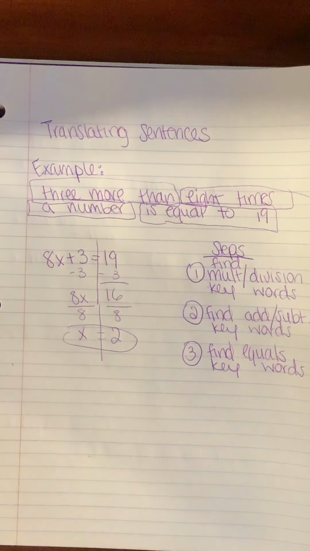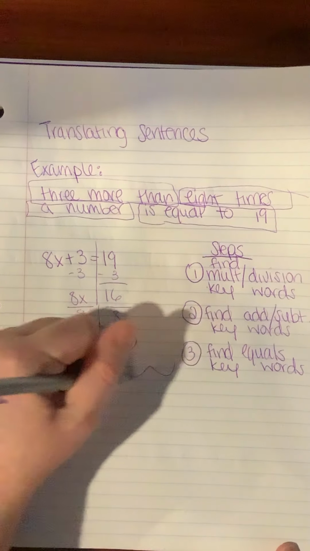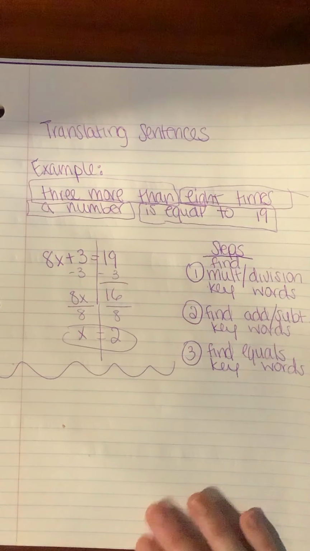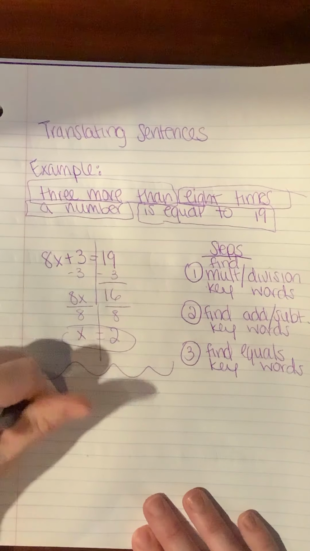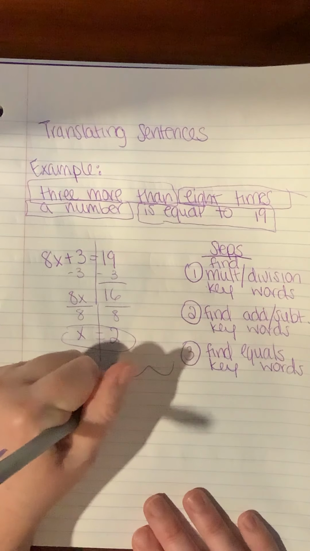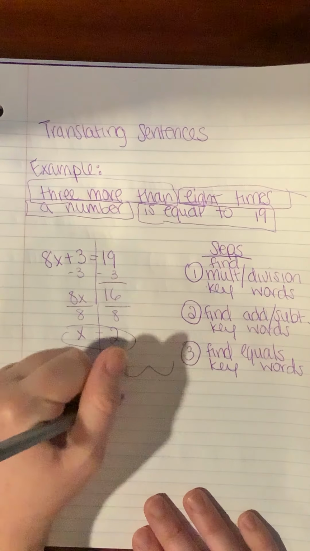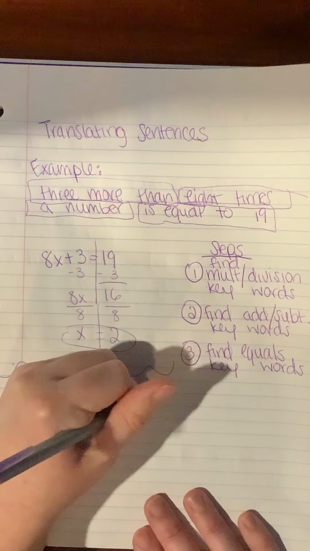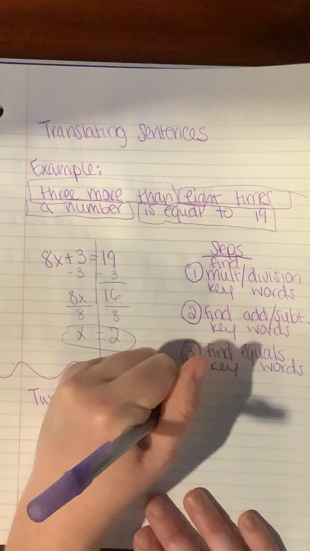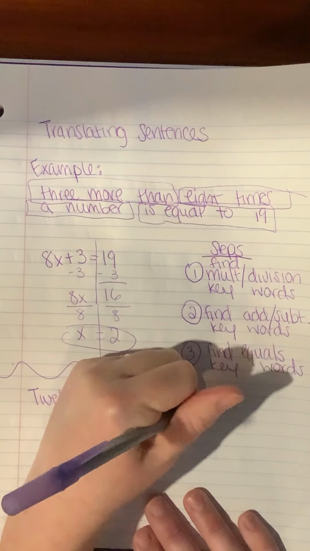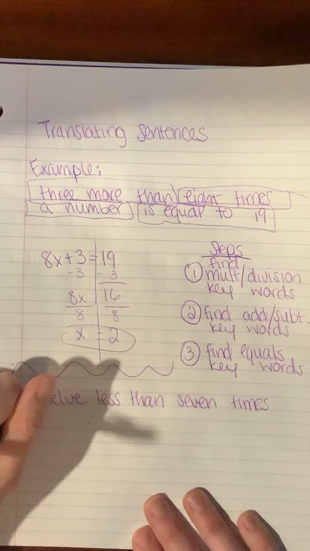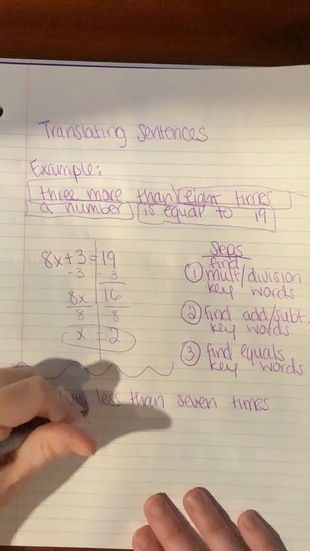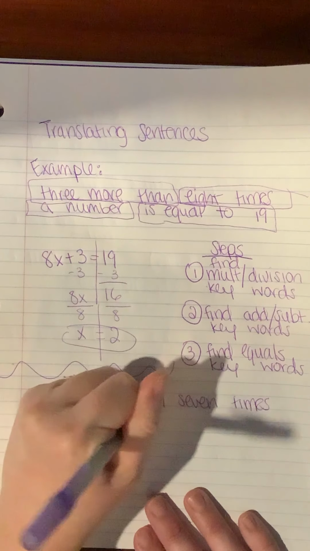Let's try another one. New example, same steps. All right, so here let's try 12 less than 7 times a number is 16.